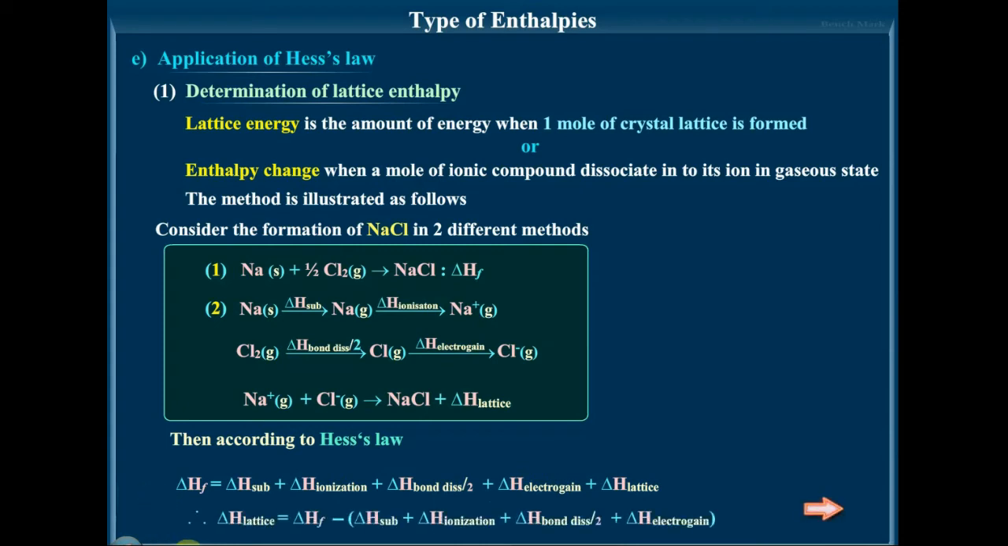And from this, all the other values will be given in the question. Delta H formation value will be given, delta H sublimation, ionization, bond dissociation enthalpy will be given, electron gain enthalpy will be given, and from this we are asked to calculate the lattice enthalpy. So lattice enthalpy would be equal to, all these will come to the other side, delta H formation minus all this. That will give you the lattice enthalpy of any ionic solid. You can take KCl, NaCl or any ionic solid. We can easily calculate the lattice enthalpy by the application of Hess's law.